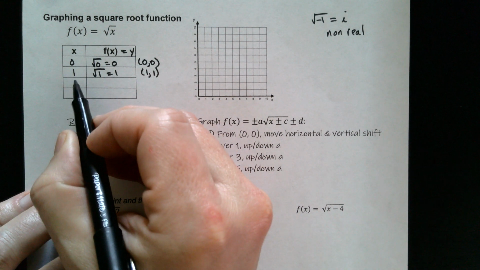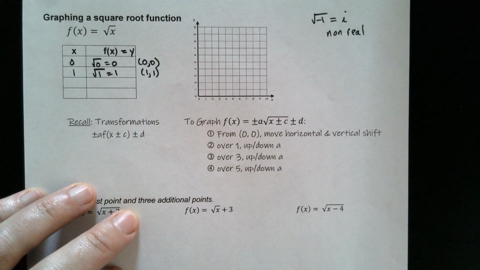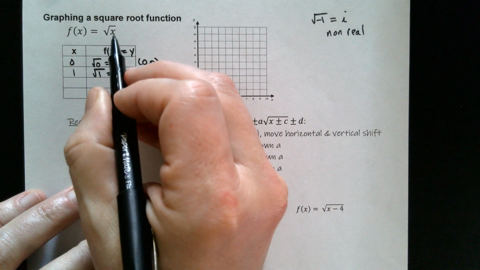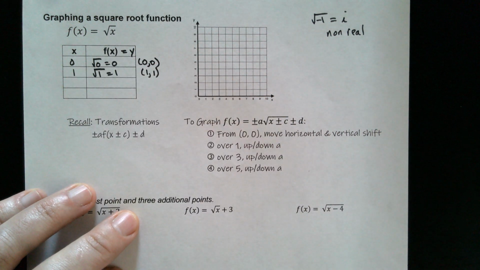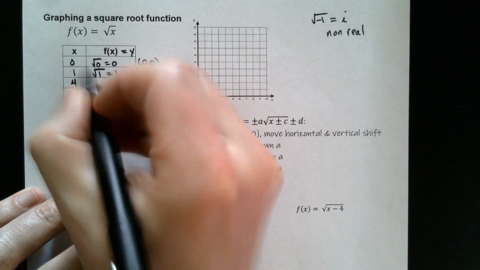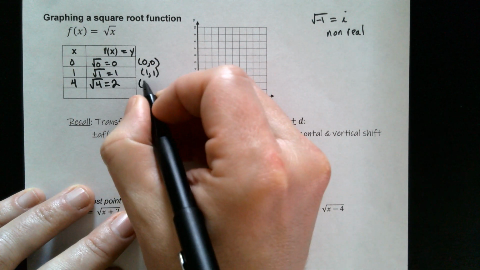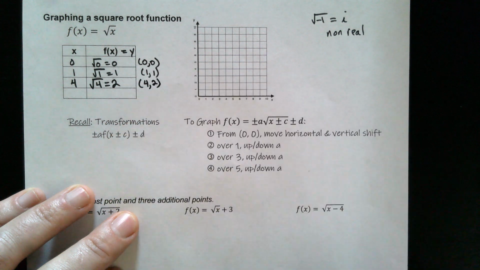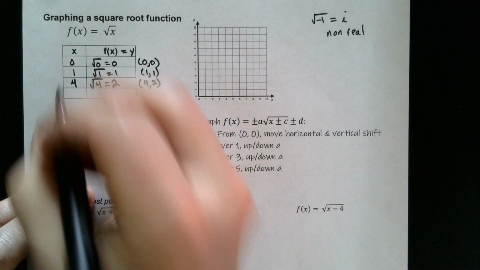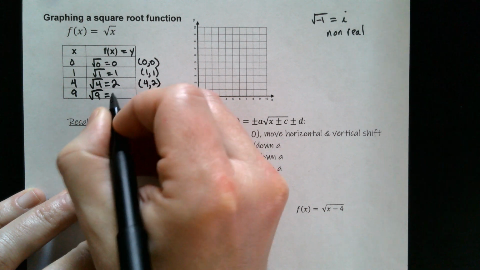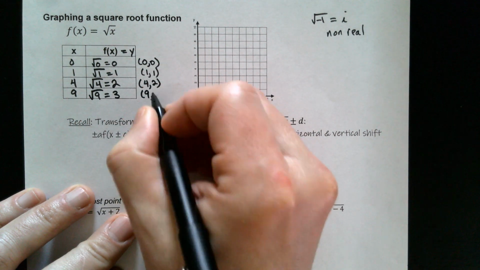We could put a 2 here, but the square root of 2 is like 1.4 or something, and that isn't a very nice number to graph. So what's a number that's bigger than 1, but that has a nice square root? Well, that would be 4, right? The square root of 4 is 2. So if we plugged in a 4, we get 4 comma 2. Let's do one more, maybe 9, because we know the square root of 9 is 3. So that gives us 9 comma 3.